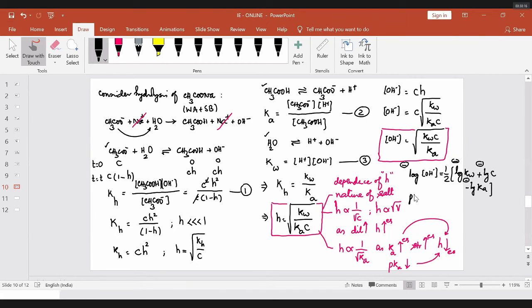Okay, I got pOH is equal to half minus log Kw, pKw. Very good. Then minus log K, I'm writing this first. Minus log K is pKa. Then minus log C, there is no p, log C as it is. And what is C? C is concentration of salt.